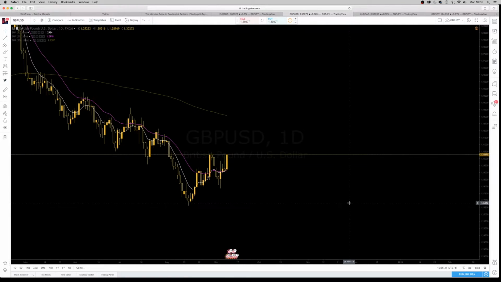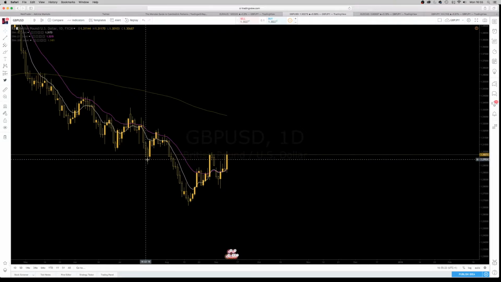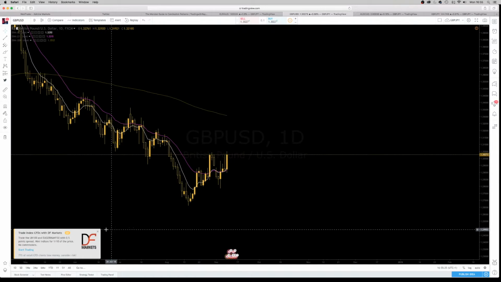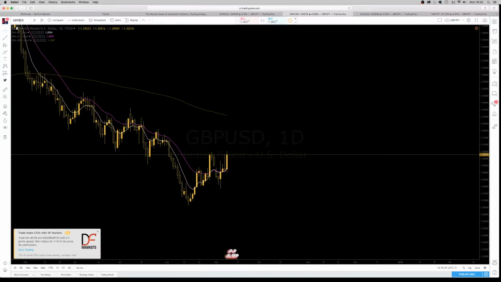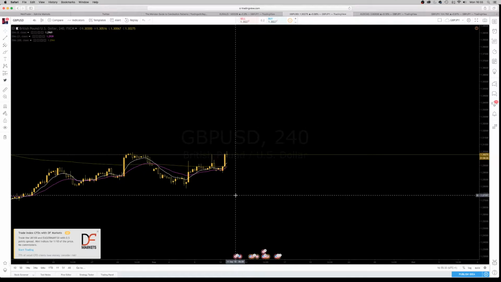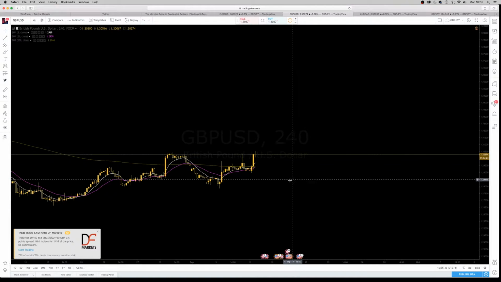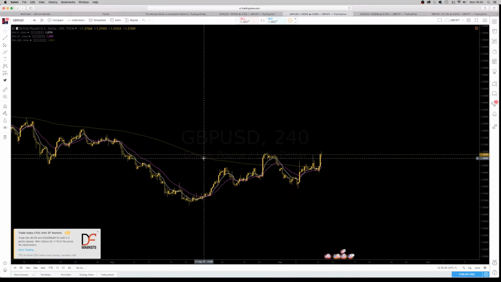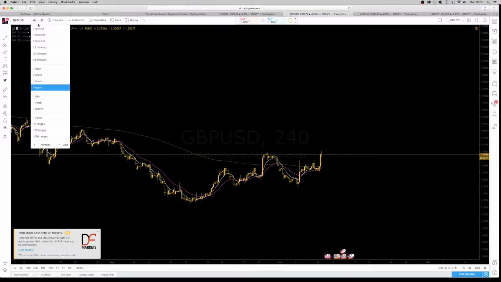Pound USD, similar sort of thing. We've pushed back up into structure, retesting highs on the daily. Again, I've got a bearish outlook on the Pound USD, and that's what I'm looking for, is bearish setups. Again, right at the top here, right at structure on the 4 hour.